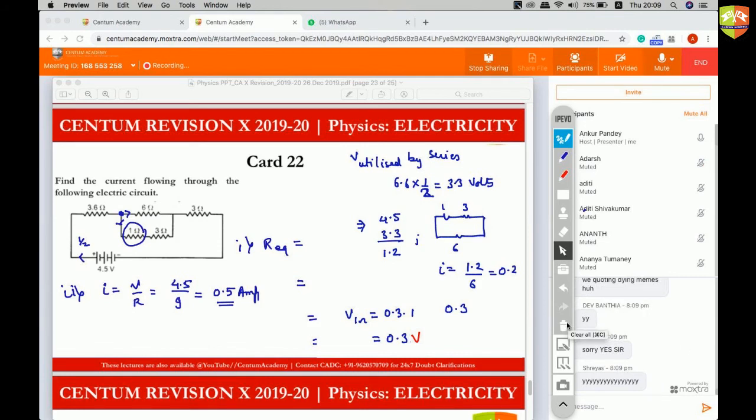Others? So see, power is given by multiple formats. V into I, V square by R, or I square R. Which format do you want to follow?